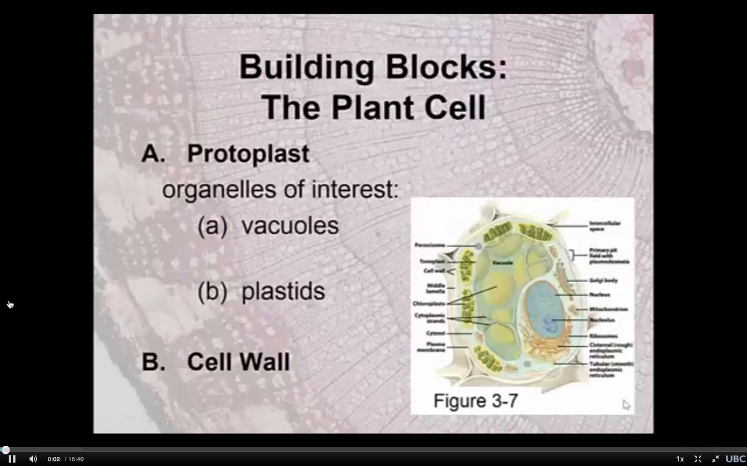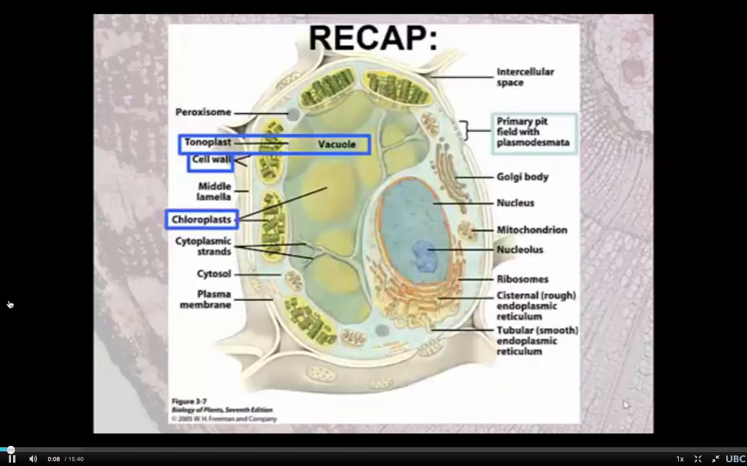Hi there. Okay, so this is the third little video. We've already talked about vacuoles and plastids, and now we're going to talk about the outer surface of the plant cell. It's a layer called the cell wall, outside of the plasma membrane. We're also going to talk about the cell-to-cell connections called plasmodesmata. Okay, those are important as well.